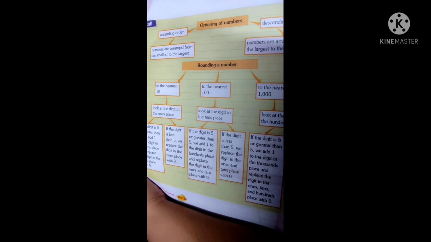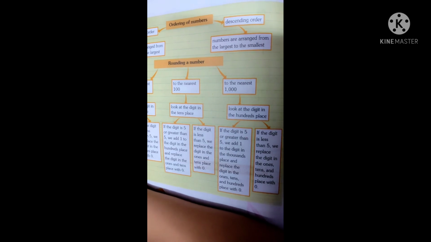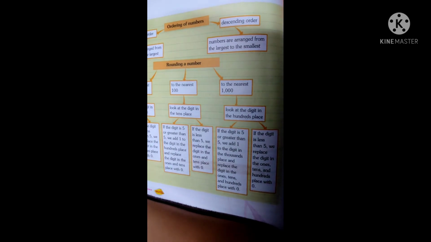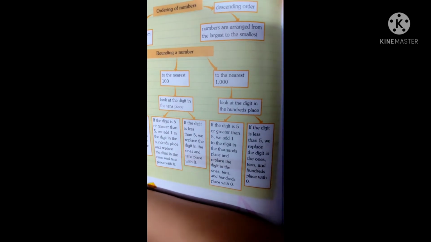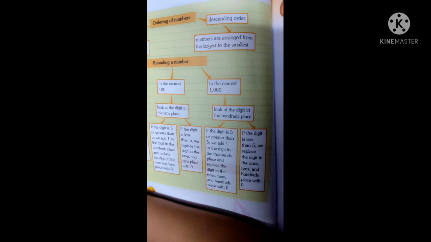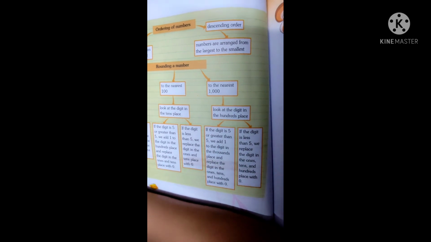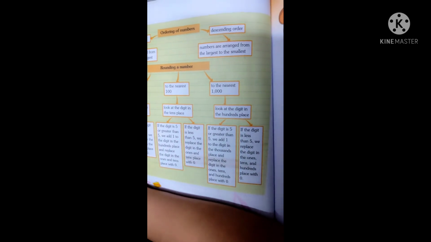Rounding a number to the nearest 100: look at the digit in the tens place. If the digit is 5 or greater than 5, we add 1 to the digit in the hundreds place and replace the digit in the ones and tens place with 0. If the digit is less than 5, we replace the digit in the ones and tens place with 0.